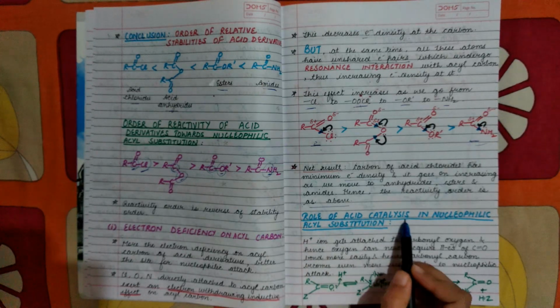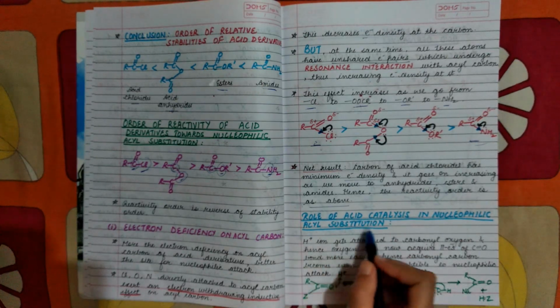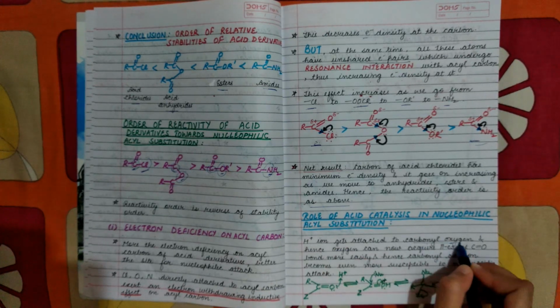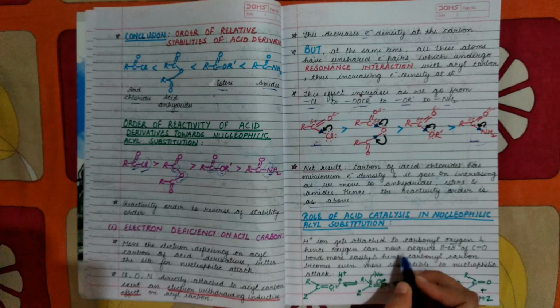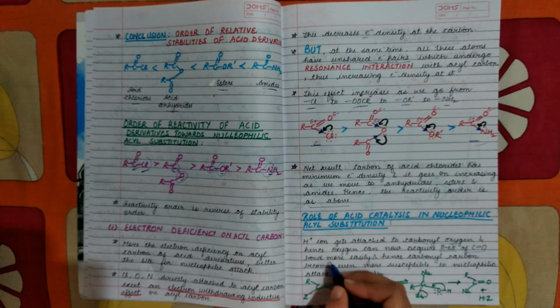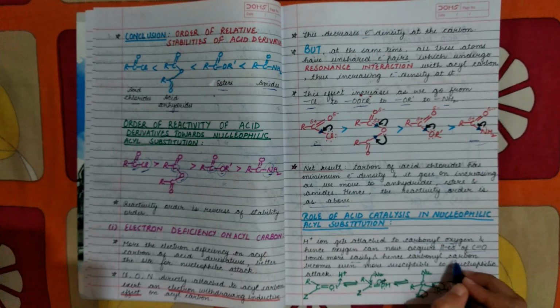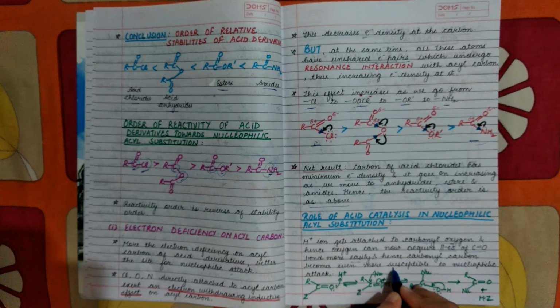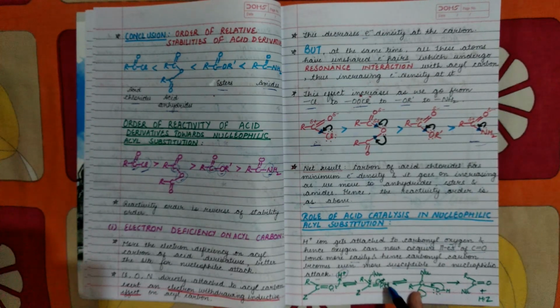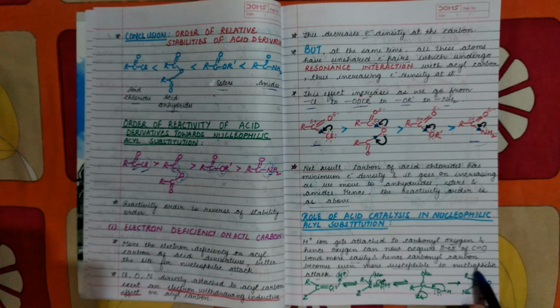Role of acid catalysis in nucleophilic acyl substitution. H plus ion gets attached to the carbonyl oxygen, and hence oxygen can now acquire the pi electrons of the C double bond O more easily, and hence the carbonyl carbon becomes even more susceptible to nucleophilic attack. This H plus attacks this oxygen and it becomes OH positive. This nucleophile now can easily attack this carbon, and hence we obtain this structure easily.